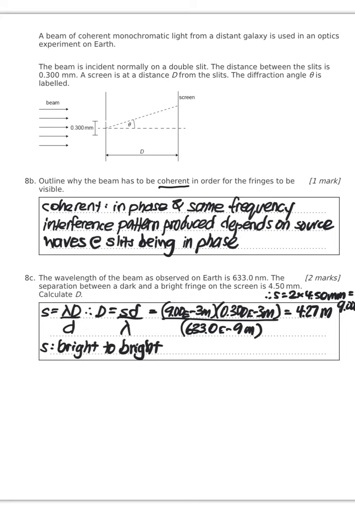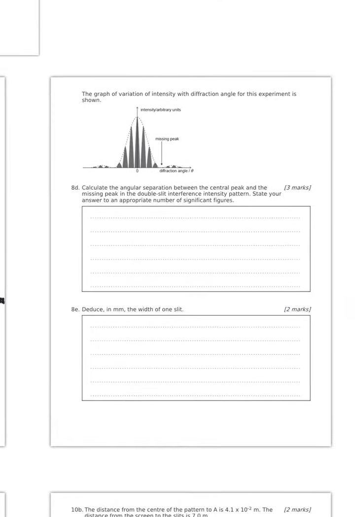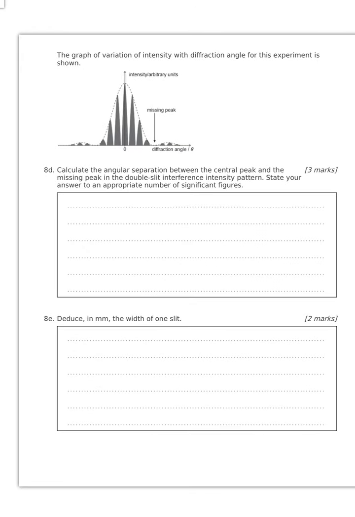Also, the distance between the slits was given at the beginning of the problem. Distance between the slits is 0.3 millimeters. That was in the description right up here, right there. Okay, let's find 8D. We have ourselves a diffraction grating pattern.